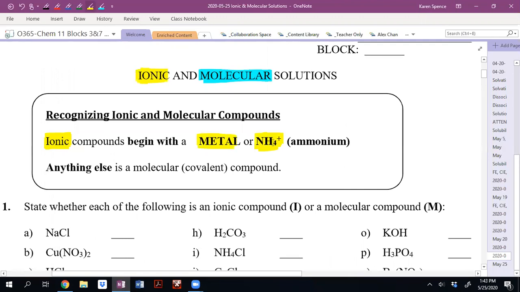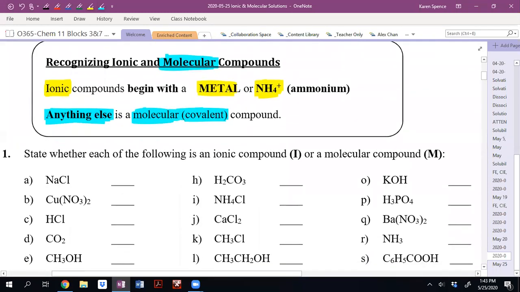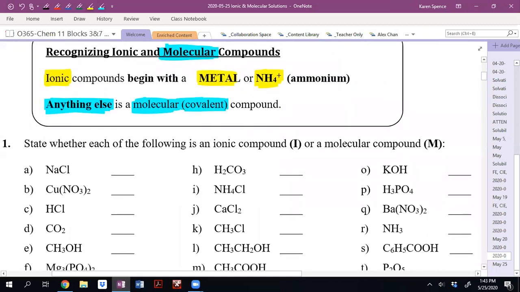You know that a compound is ionic if it starts with a metal or if it starts with NH4. If it does not start with a metal, if it does not start with NH4, then it is a covalent compound, okay? Molecular, covalent, anything else. So you're going to have one exercise that just asks you to identify whether your compound is ionic or whether it is molecular. You just look and you say, does it start with a metal or NH4? If it does, it is ionic. If it is anything else, it is molecular. Okay, so that's going to be question number 1.